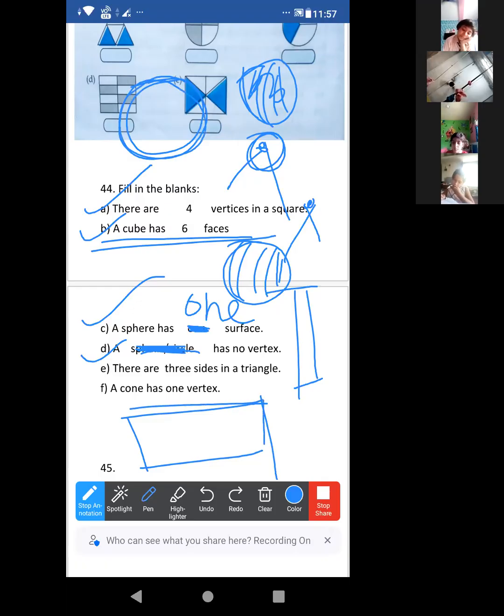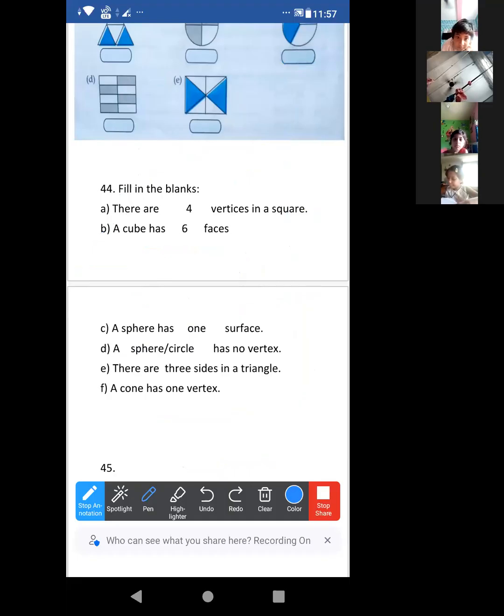For a rectangle or square, there is a line. But in the case of a circle or sphere, a round shape, is there any line? No. That means there is no vertex. Okay. Now A is completed, B is completed, write C and D. A sphere or a circle has no vertex. Just note it down.